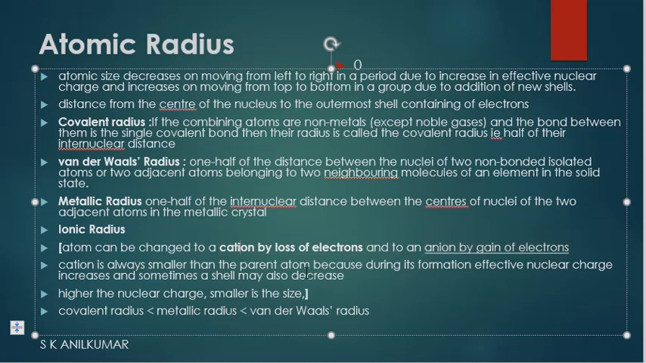A cation is always smaller than the parent atom. Why? Because an electron is lost. So with more positive charge, the nucleus is more able to pull the electrons towards itself. Higher the nuclear charge, smaller the size, because the protons pull the electrons towards them and shrink the shell. So covalent radius is less than metallic radius, which is still less than van der Waals radius. These are the characteristics of atomic radius as we move on the periodic table.